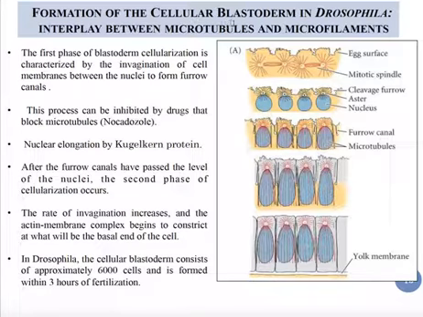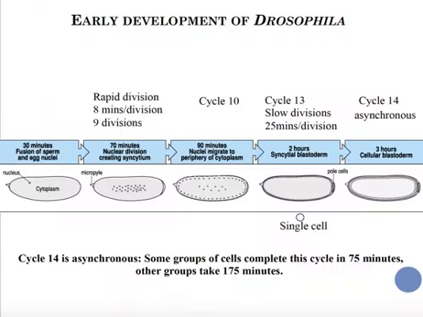So now we will talk about the cellularization of the Drosophila embryo and how the cellularization will lead to the formation of a cellular blastoderm. The formation of the cellular blastoderm will happen after the migration of the nuclei from the center to the periphery. Once at the periphery, by cycle 14, these nuclei will start to be surrounded, each of them, by its own cellular membrane.